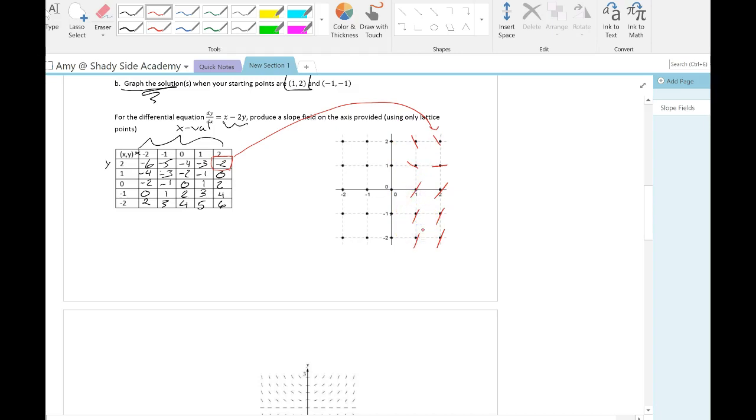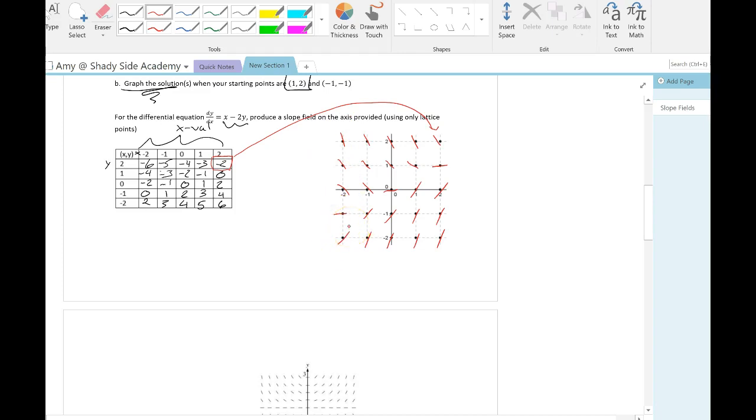And then you're just going to keep on going like this. Just make sure that your positive values actually have a positive slope when you draw it, and your negative values actually have a negative slope. And very negative there, 0, and 2. Alright, so there's your slope field.